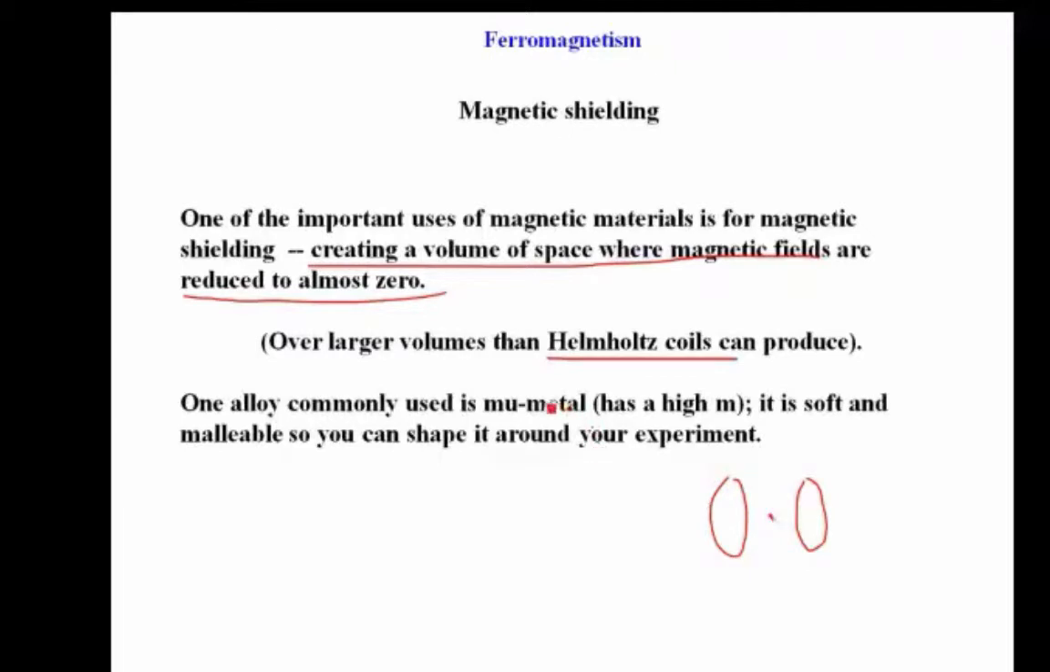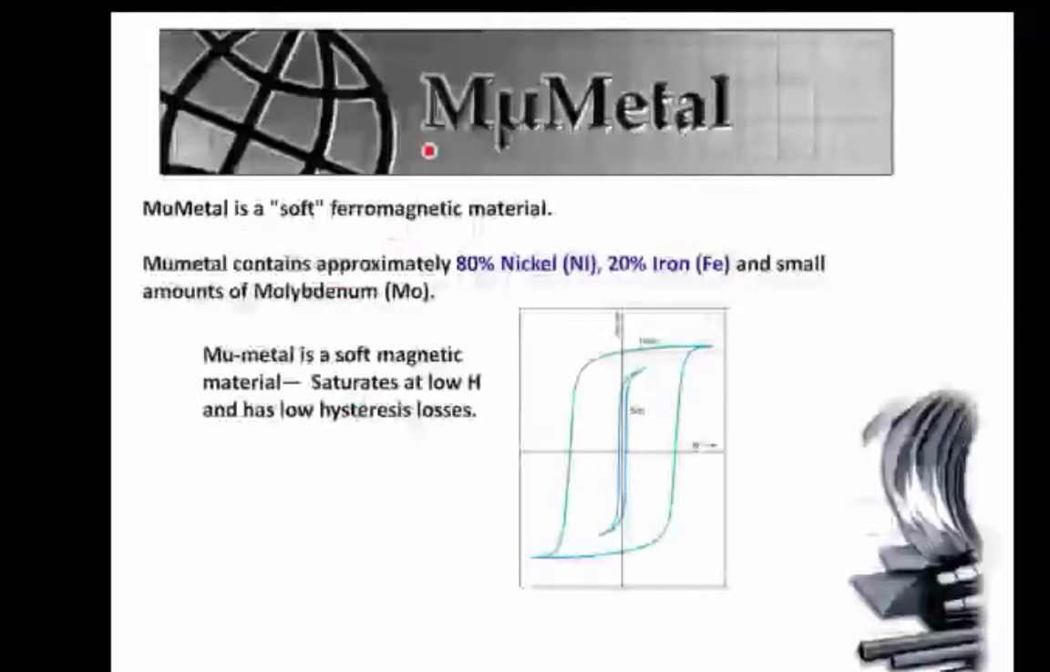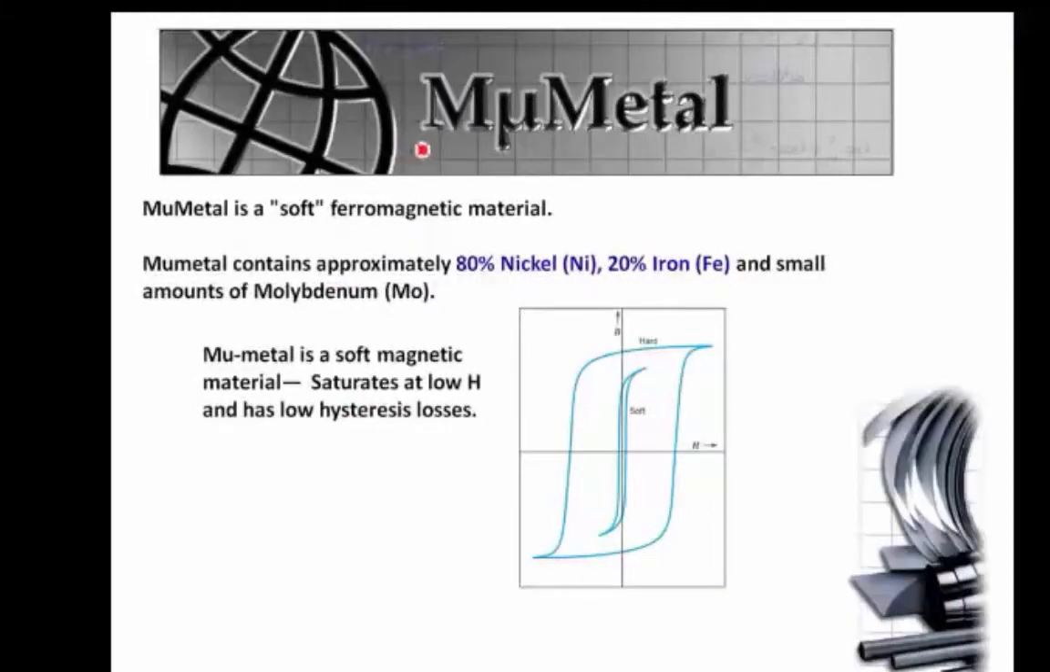One alloy that is very common is called mu metal. The reason for that is it has a high magnetic permeability, mu. It's very soft and it's very malleable, so you can shape it around your experiment. Mu Metal is a company, actually. You can find it on the web. This is what's called a soft ferromagnetic material.